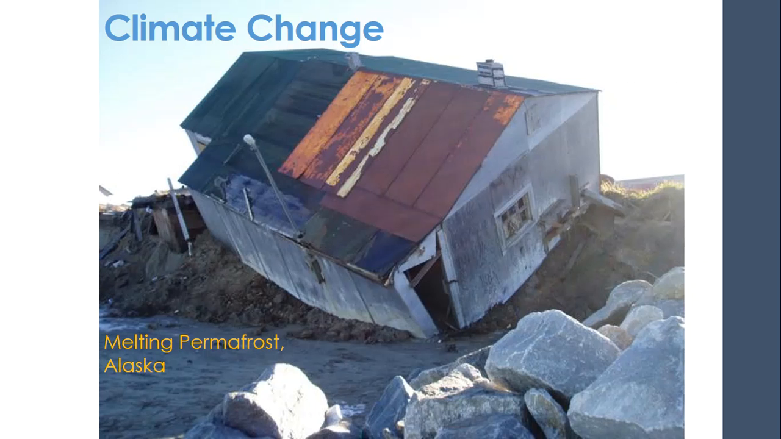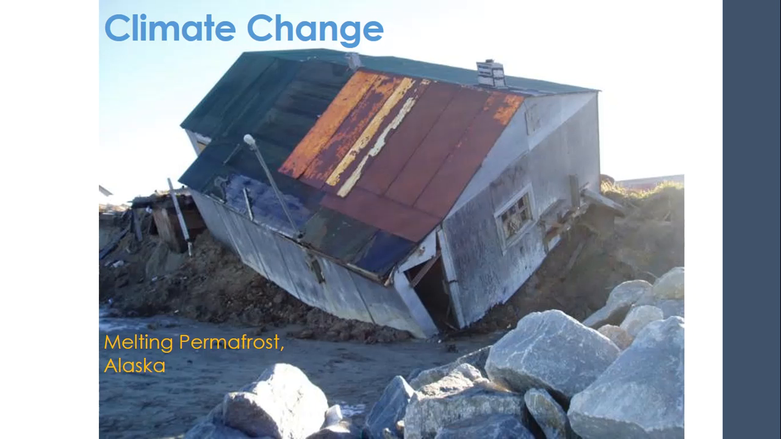Here we can see a picture in Alaska, which is really feeling the effects of climate change already. Much of the land in Alaska is permafrost, or it is supposed to be permanently frozen. As that permafrost melts due to global warming, the land is becoming unstable, and we see structures that are falling down. So we're going to talk about a couple examples of that.